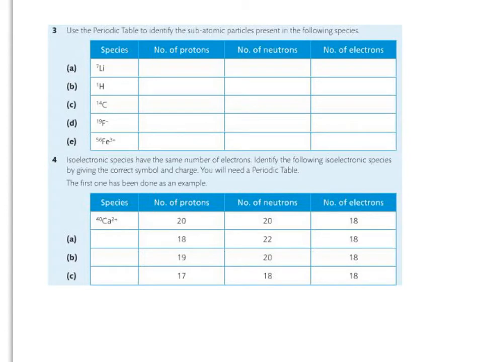Number 3 says, use the periodic table to identify the subatomic particles present in the following species. So I have lithium 7. Well, any lithium is going to have 3 protons because its atomic number is 3, which means it'll also have 3 electrons since it's a neutral atom. And then since the mass is 7, 7 minus 3 tells me there's 4 neutrons. Hydrogen 1 is going to have 1 proton and 1 electron, and it will have no neutrons. Carbon 14 has 6 protons and 6 electrons, and 14 minus 6 is 8 neutrons.